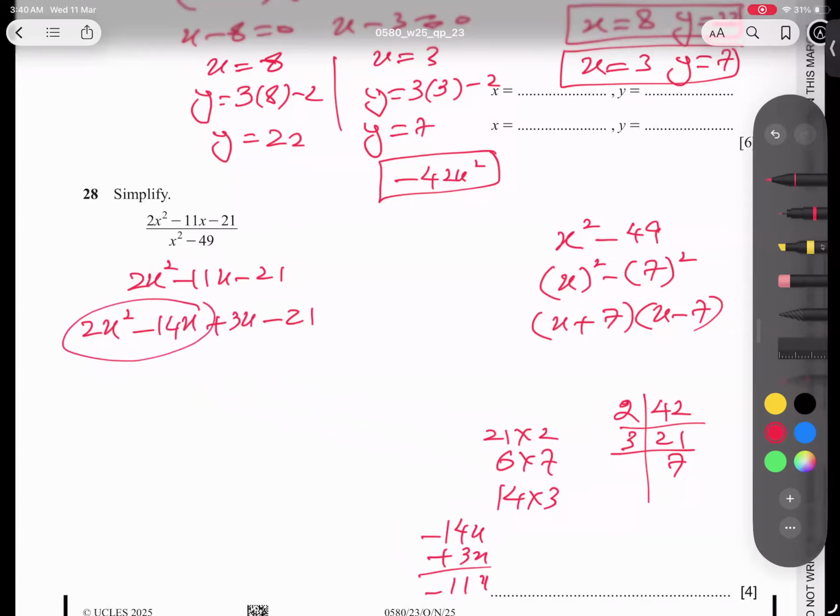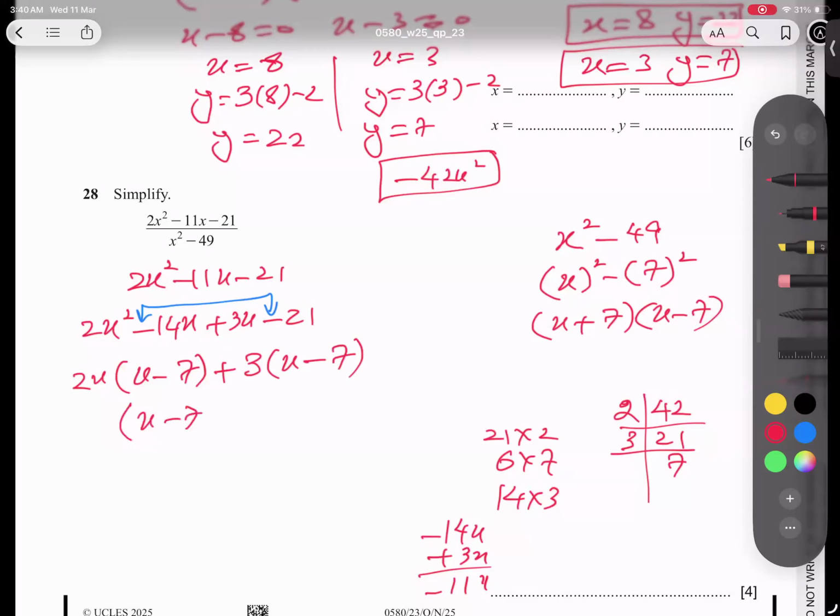So these numbers I'm going to copy here. Negative 14x and plus 3x. What is common from here? x common and 2 common. I got x minus 7. So again, are these signs the same or different? Same. If the same, outside plus. And what is common from here, students? 3 common. And I think it's clear. x minus 7 and 2x plus 3.